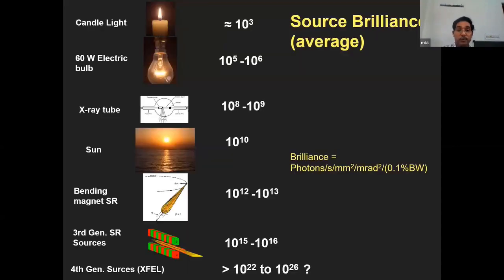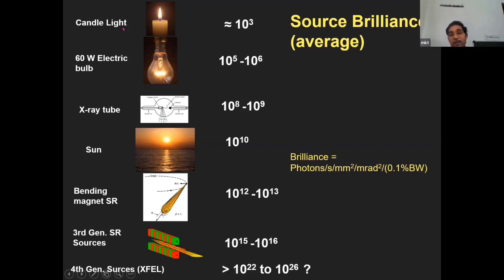Before going to the experimental beamline, this is typical. I'm just giving the example of brilliance. What is brilliance? Basically, it is defined as photons per second per millimeter square per milliradian square per 0.1% bandwidth. This is a typical term normally used in the synchrotron community. Photon brilliance is basically: you define the whole solid angle of the light which is emitting, and if you divide by the source size, then you get the brilliance.